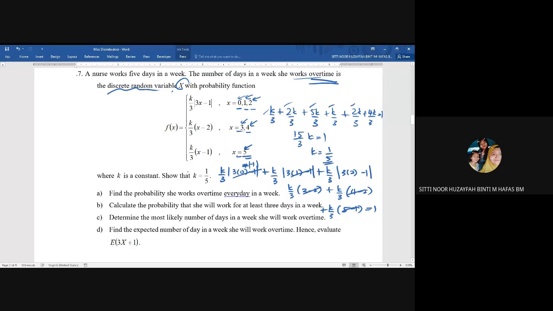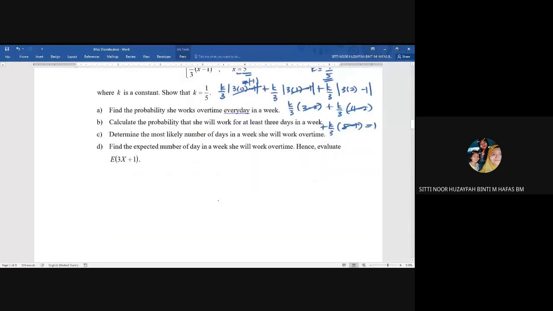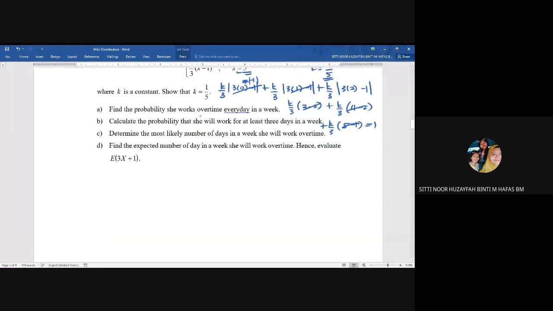Find the probability that she works overtime every day in a week. Now we have to interpret what this question is asking. So it's talking about overtime, so x every day in a week. So what is every day in a week? How many days does she work in a week?